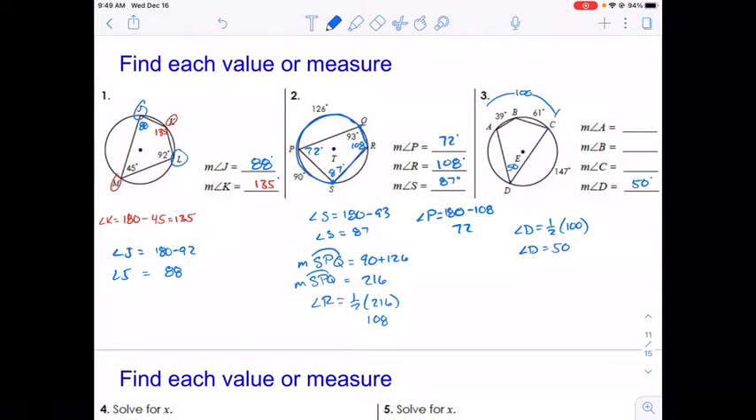Now, the one across from it is going to add up to 180. So angle B is equal to 180 minus 50, which is going to be 130. So angle B is going to be 130.